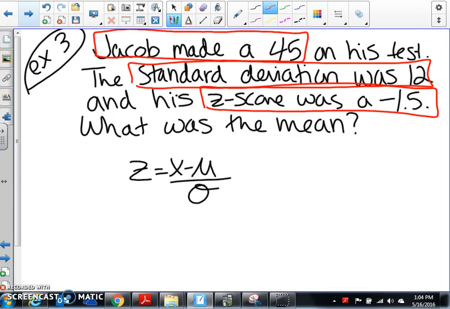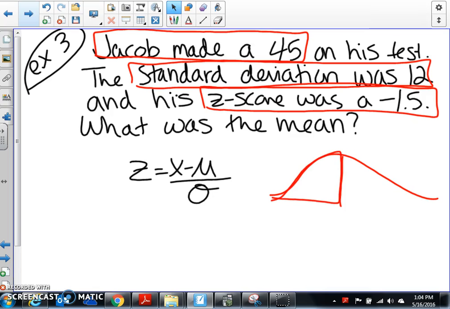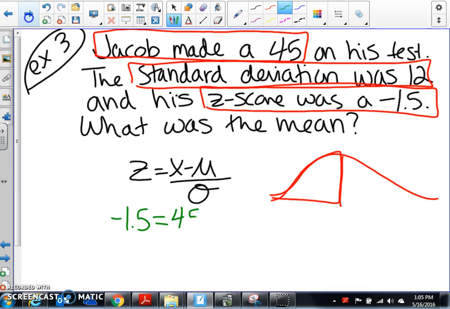So we know that if Jacob made a 45 and he's got a negative z-score, the mean obviously has to be above a 45, right? What we know so far, we don't know the mean, but we know the standard deviation is 12, and we know that he has a negative z-score, so he's going to be somewhere over here. That's what we do know. The z-score they told us was negative 1.5. He made a 45 on the test. We don't know the mean, and the standard deviation is a 12.